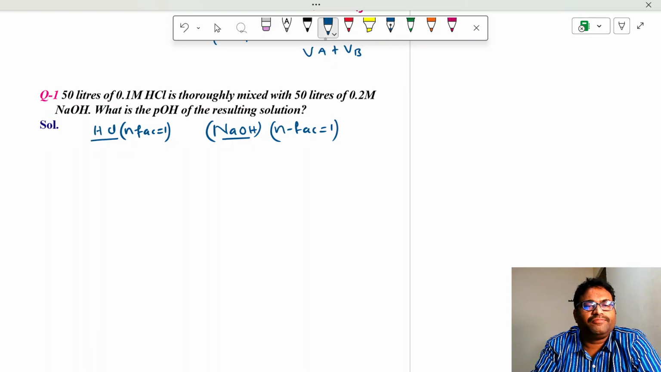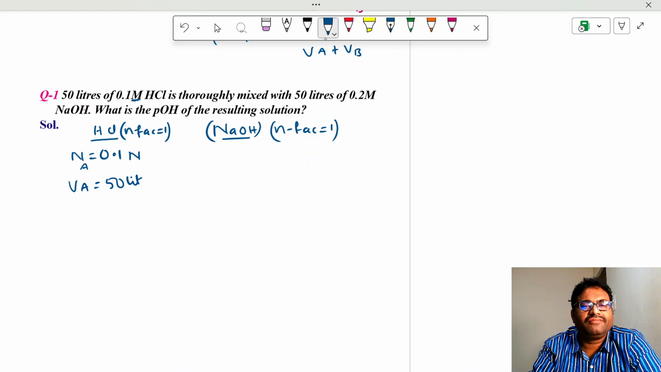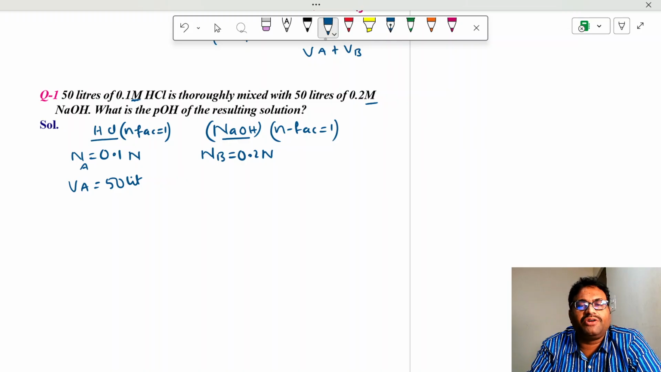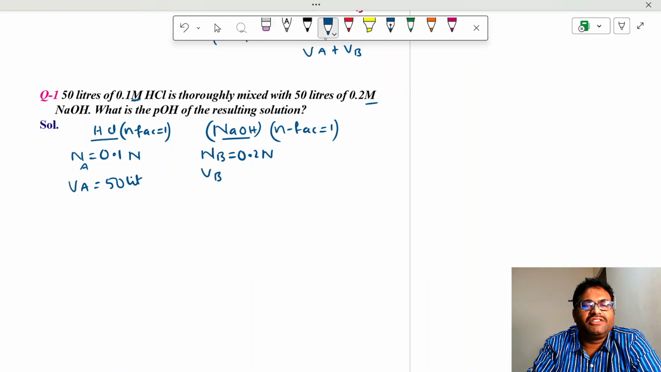Here, normality is equal to how much is given? HCl 0.1 molarity is given, and 0.1 into 1 gives you 0.1. So it is 0.1 normal. The volume of the acid is given as 50 liters. Here the normality of the base is given as 0.2 N, because molarity is equal to normality, so directly I took normal. Then Vb is given as 50 liters.